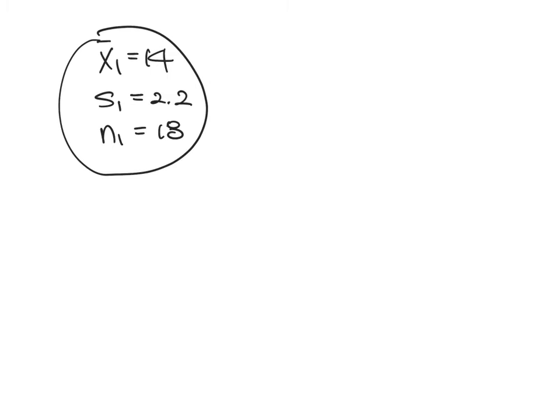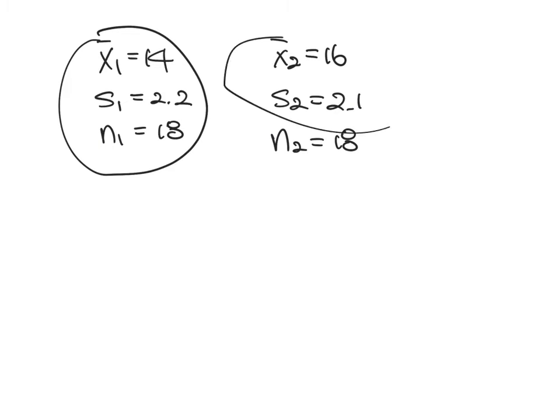Now we have two samples. Sample number 1: x1 bar is 14, S1 is 2.2, and N1, the sample size, is 18. Sample number 2: x2 bar is 16, S2 is 2.1, and the sample size from sample 2 is another 18. So now we have 18 and 18.